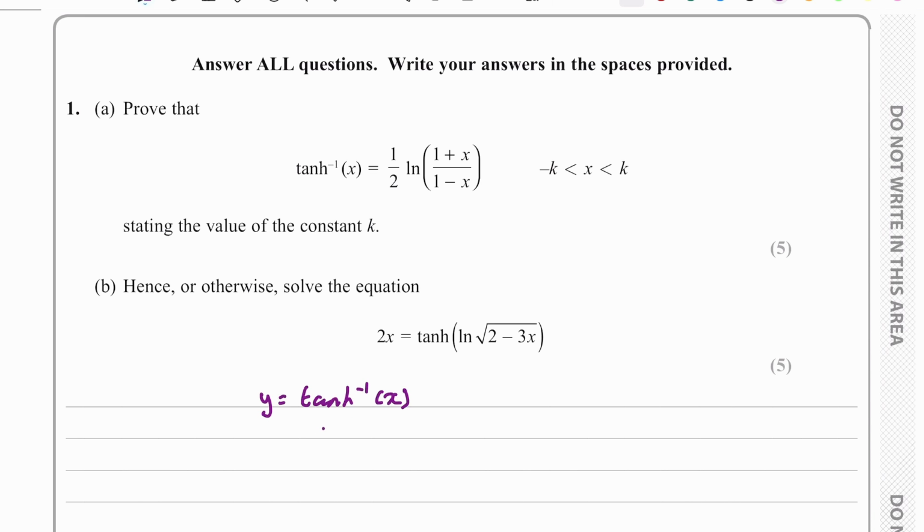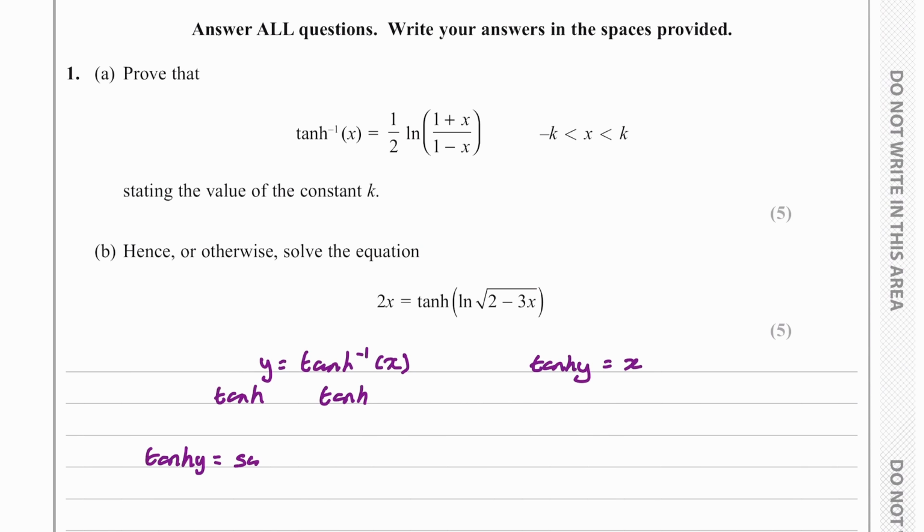and then we take the tanh of both sides, then the tanh of y will equal x, because these two will cancel. And we know that the tanh of y is equal to the sinh of y divided by the cosh of y. And now we need to write each of these in exponential form. We know the sinh of y is e to the y minus e to the negative y over 2, and the cosh of y is e to the y plus e to the negative y over 2. So now we need to substitute each of these into here.